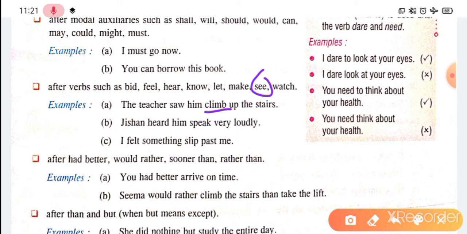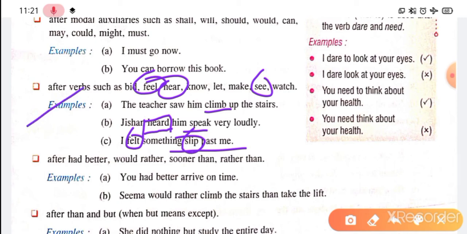Jishan heard him speak very loudly. Now, speak without to. Why? Because of this verb here. Okay. I felt something slip past me. Slip. It is without to. Why? Because of this verb felt, feel. Okay. That's why. So this is the second concept.